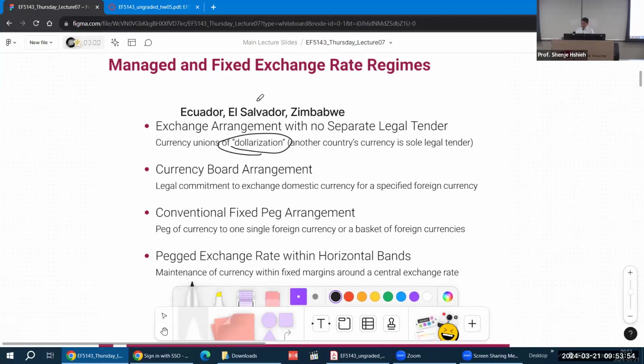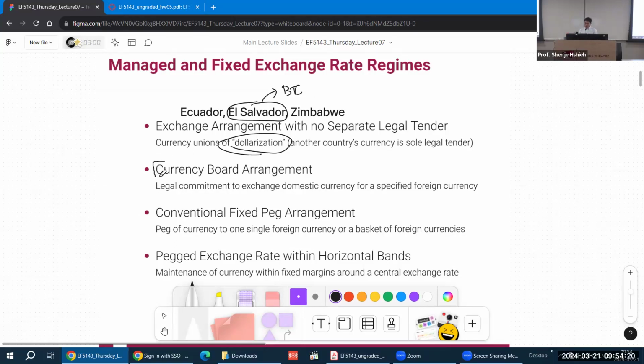So of course I said dollar, but El Salvador recently has adopted Bitcoin as their other currency, right? So anyways, if you adopt Bitcoin, nobody controls Bitcoin, right? The computers control Bitcoin. So again, no monetary policy, right? You have no monetary policy, no separate legal tender, and therefore completely reliant on everybody else. So that's one extreme.